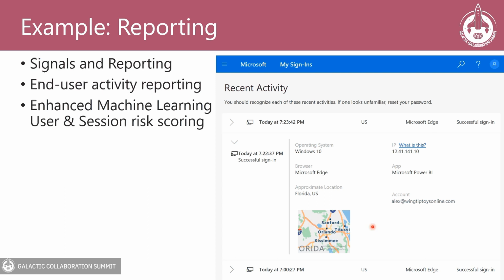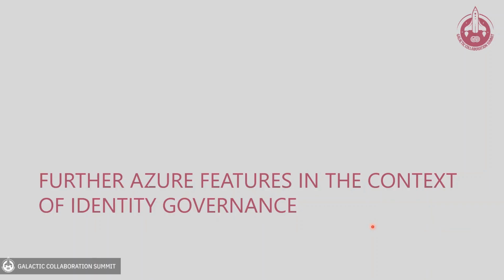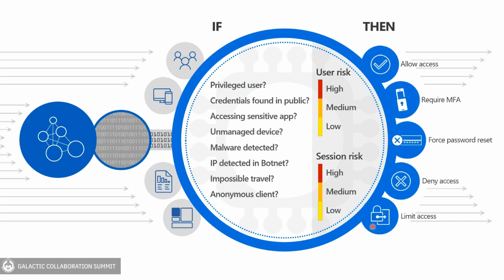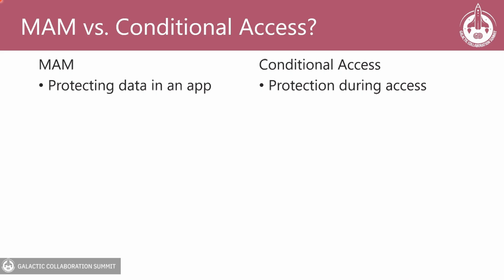But that's not all from a further feature perspective. We have also some further Azure features in the context of identity governance, which are definitely not part of the identity governance tab we have in Azure Portal, but they are focusing on the same scenario and business processes. Let's start with the conditional access topic. For example, if someone tries to access your environment with a jailbroken device, we can configure a rule to deny the access. I know the discussions with customers or partners: is it about mobile application management or is it more about conditional access management, and what is the difference?